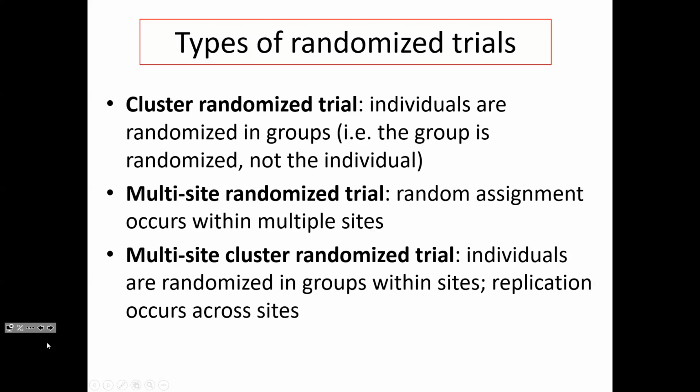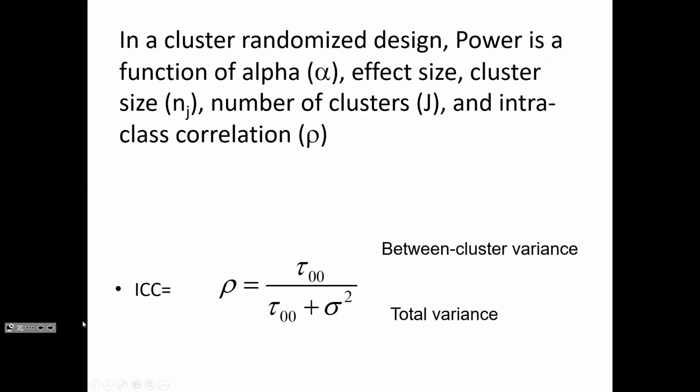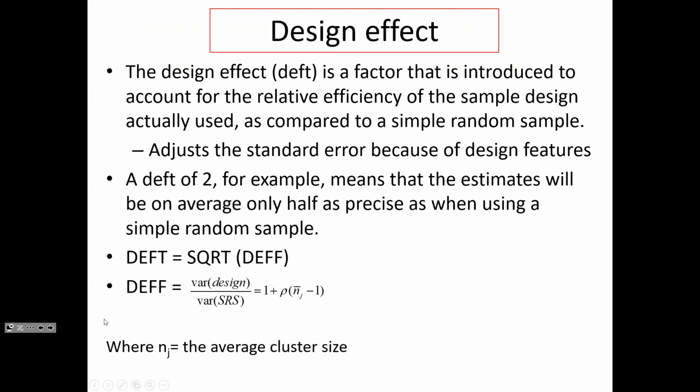Okay, so we're first going to talk about cluster randomized trials. In a cluster randomized design, again, power is a function of alpha, the effect size, the cluster size, as we started to talk about before break, the number of clusters, and the intra-class correlation. This is just a reminder of something we talked about the very first week, the design effect. I started to talk about this before the break.